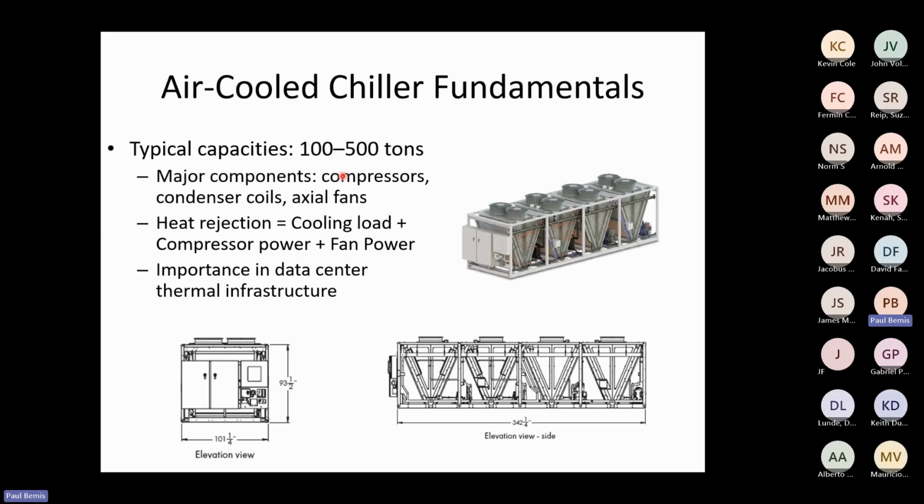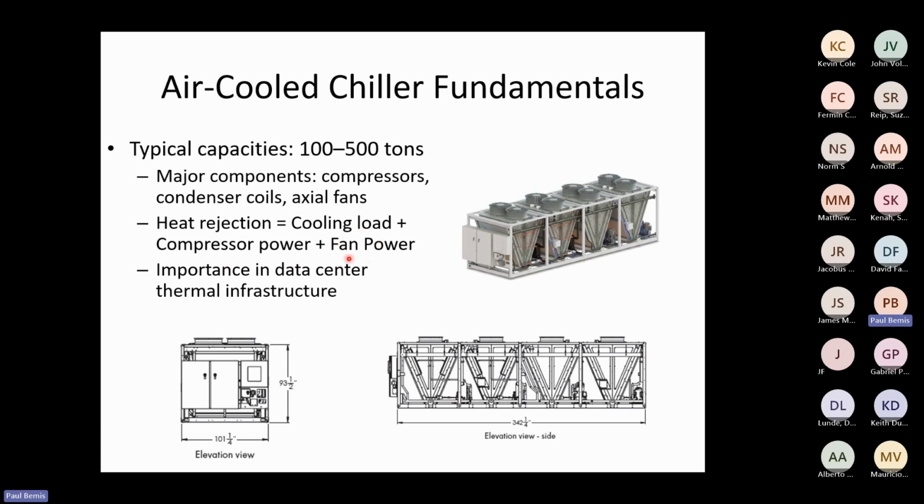They've got a compressor in it. They've got condenser coils. That's what these are. These are condensers. They're dumping heat. They have axial fans. Remember that when you're rejecting heat, you have to not only dump the cooling load, but you've got to dump the heat caused by the compressor and the fan. Remember that all energy delivered gets dumped to the atmosphere at some point.